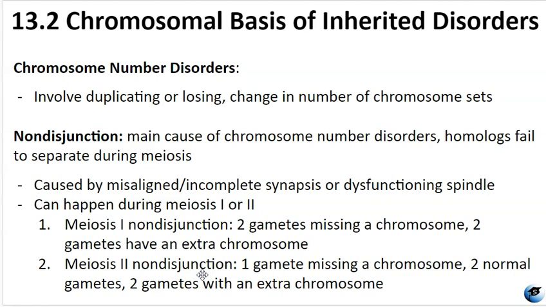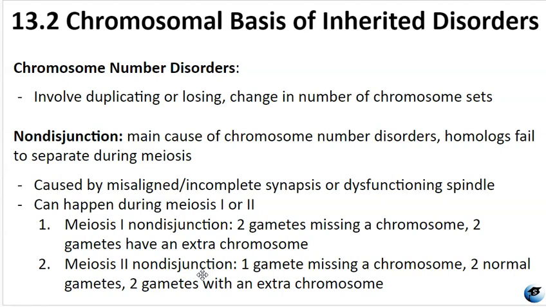If it happens during meiosis 1, then you have 2 gametes that are missing a chromosome and 2 gametes that have an extra chromosome. Conversely, if nondisjunction happens during meiosis 2, then 1 gamete will have a missing chromosome, 2 gametes will have the correct number of chromosomes, and then 1 gamete will have an extra chromosome. And of course, this difference is due to the difference in the 2 cell division cycles, right?